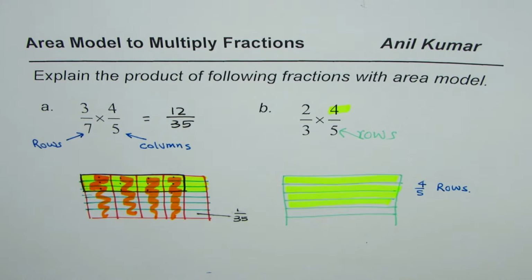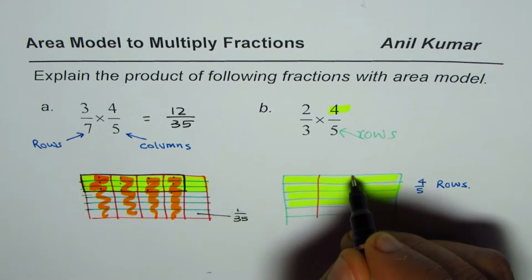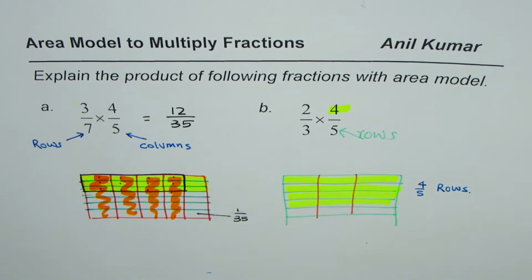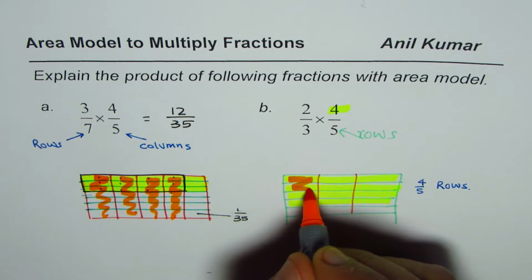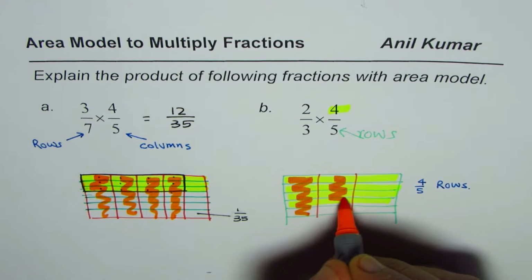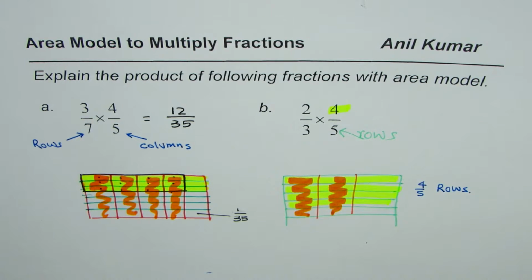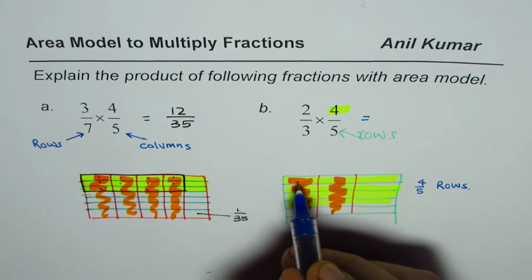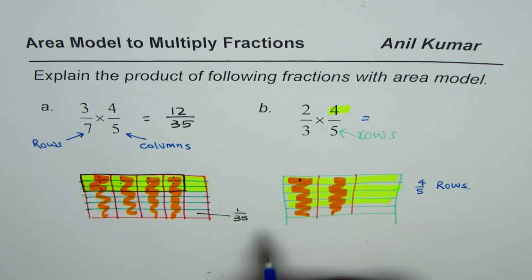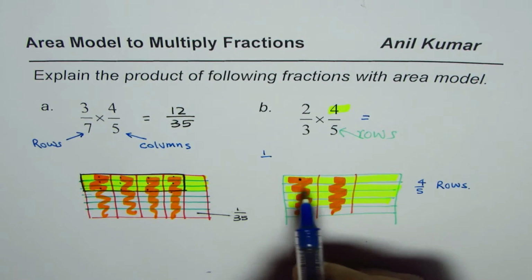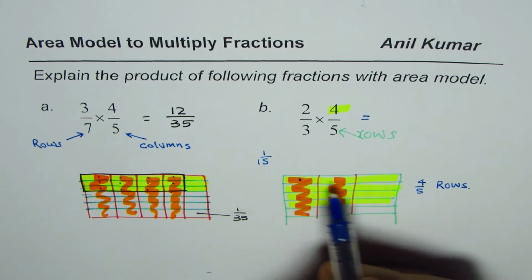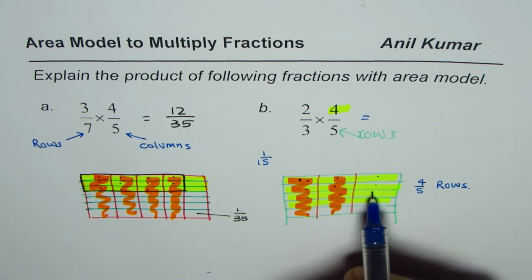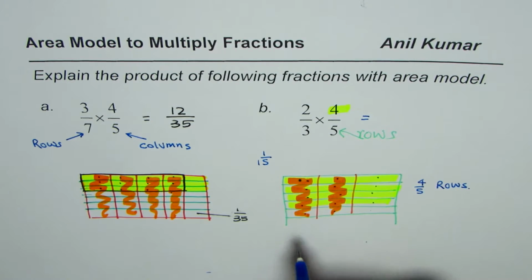Now let's talk about 2 over 3, and 2 over 3 will be our columns, correct? So let me divide the rectangle into 3 columns. This is 1, 2, and 3. Selecting 2 means this. So we select this. What is the common area? The common area between the rows and columns is the product of the fractions. So now, how much is one small unit here? One small unit is 1 out of, in all, 3 times 5, 15. You can count 1, 2, 3, up to 15.